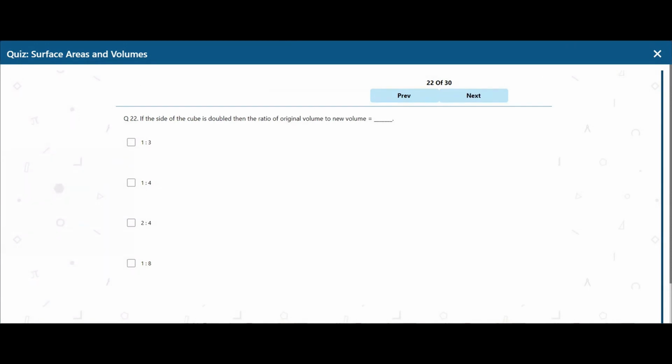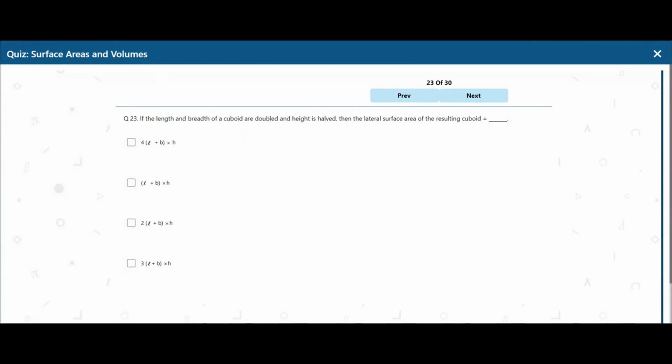Next is Sachin. Yes, ma'am. If the side of the cube is doubled, ratio of original volume to new volume is dash. A becomes 2A. Option A, ma'am. 1:3. Option D, ma'am. That is incorrect. 1:3. 2 into 2 into 2 is 8. That's correct.